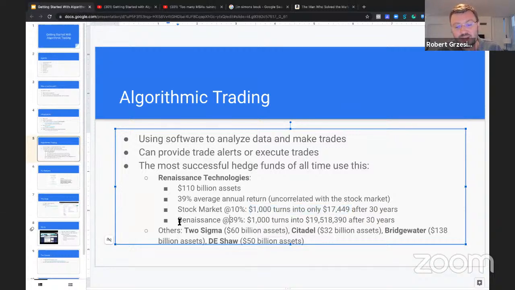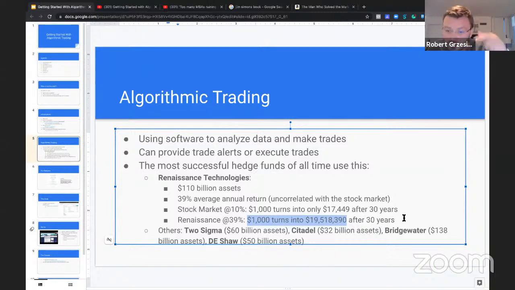But now let's take a look at Renaissance. If you took that same $1,000 for 30 years, it wouldn't be 17,000, it wouldn't be 30,000, it wouldn't be 50,000. It'd be $19.5 million. That is one hell of a difference. And this is when we talk about Albert Einstein, he said compound interest was the most powerful force on earth. This is exactly what he meant.